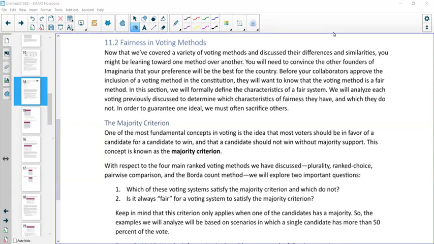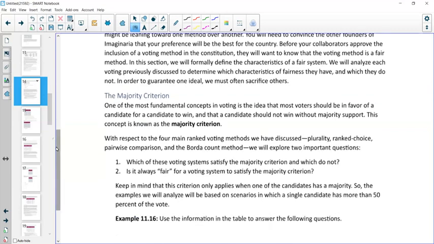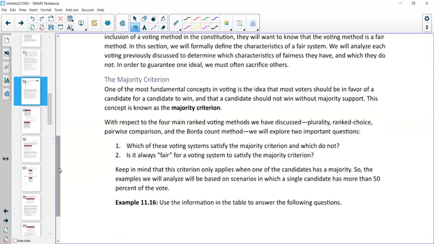In this section, we will formally define the characteristics of a fair system. We will analyze each voting method previously discussed to determine which characteristics of fairness they have and which they do not. In order to guarantee one ideal, we must often sacrifice others. So the first criterion we're looking at is the majority criterion.